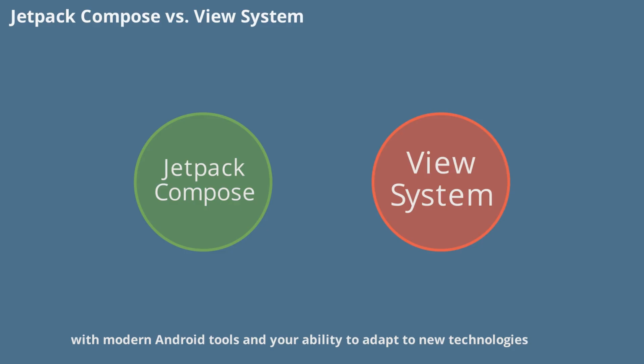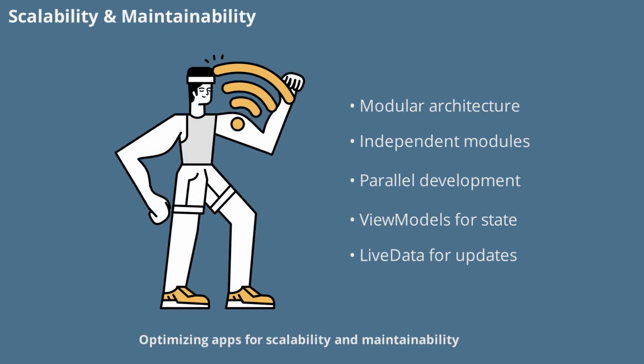Optimizing apps for scalability and maintainability is a hallmark of senior developers. You might describe adopting a modular architecture, breaking features into independent modules for better organization and easier maintenance. This approach also enables parallel development. Using view models and live data for effective state management further enhances scalability. Sharing such experiences demonstrates your ability to build robust, future-proof applications.